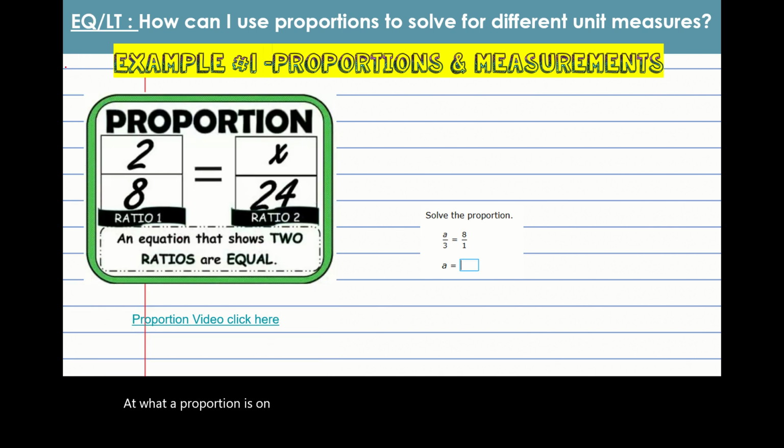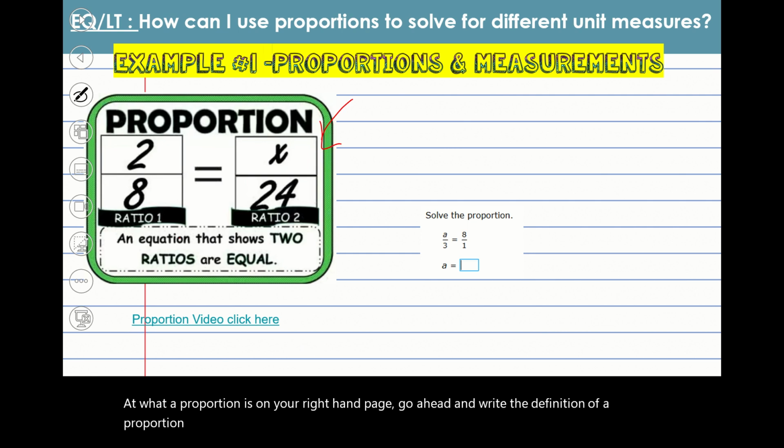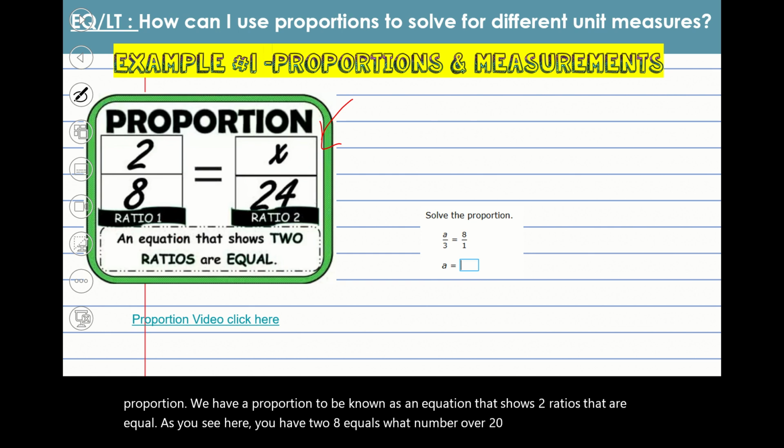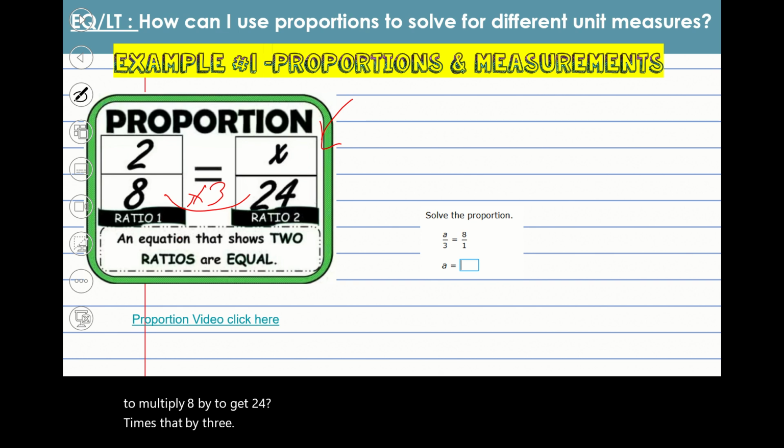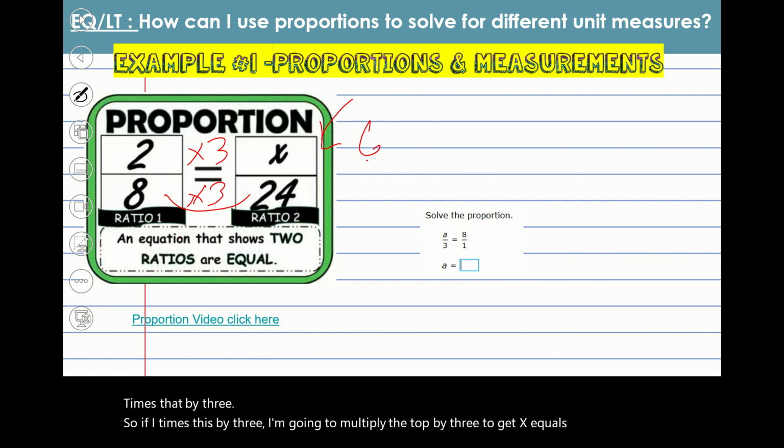On your right-hand page, go ahead and write the definition of a proportion. A proportion is an equation that shows two ratios that are equal. As you see here, you have 2/8 equals what number over 24? What number do we need to multiply 8 by to get 24? We would times that by 3. So if I multiply the top by 3, I get x equals 6. 6/24 simplifies down to 2/8.